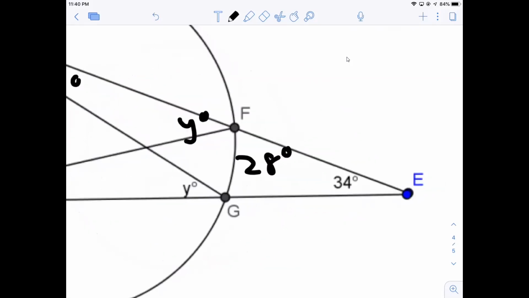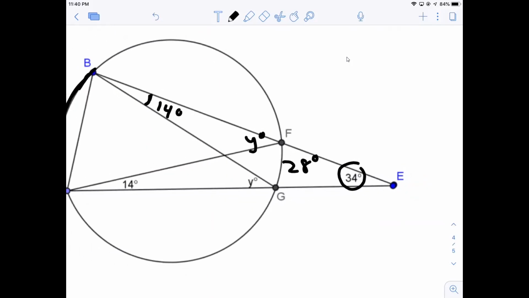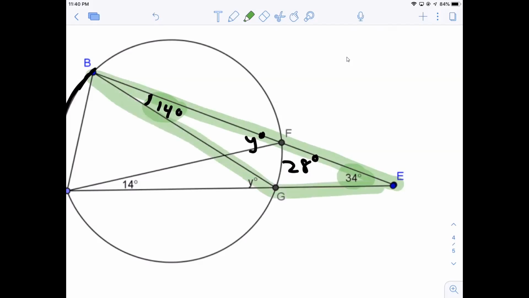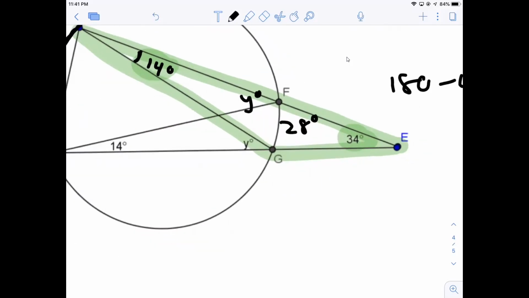And how does this 34 degrees help us? Let's see. Figured it out. Sorry, it took me a while. All right. These two angles are interior angles of this triangle here. So if we do 14 plus 34, what is that? 48. 180 minus 48 degrees, that is 132 degrees.